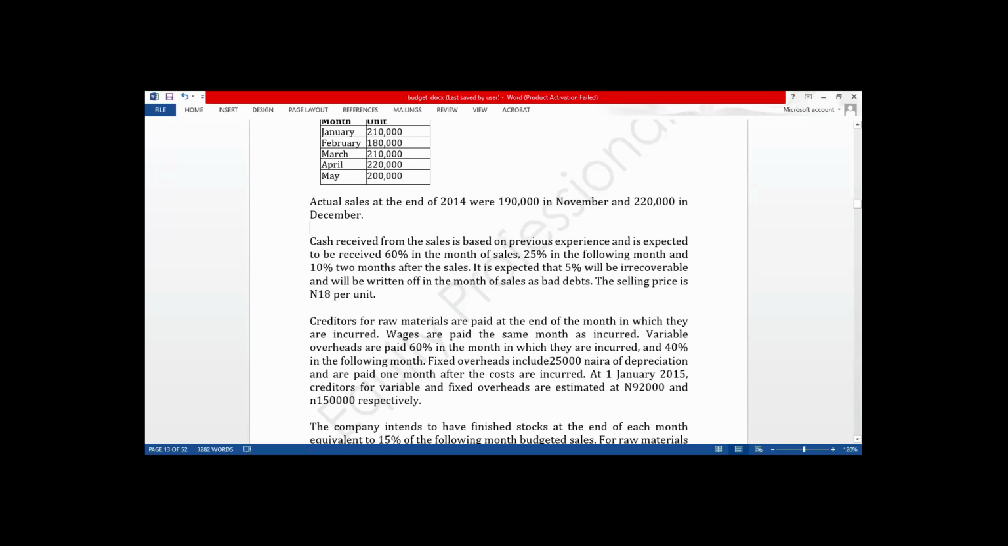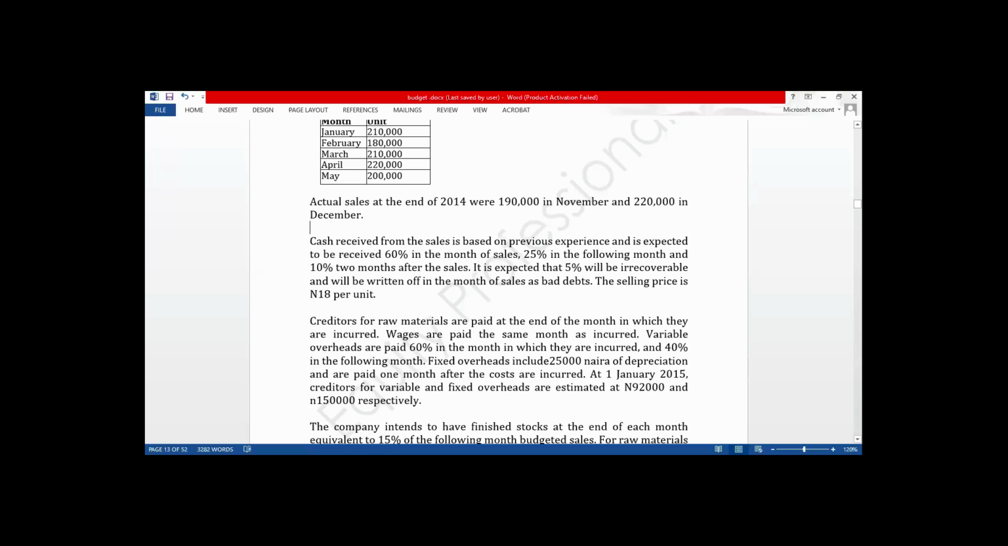The selling price is 18 naira per unit. This paragraph is needed for cash budgets. Next paragraph.